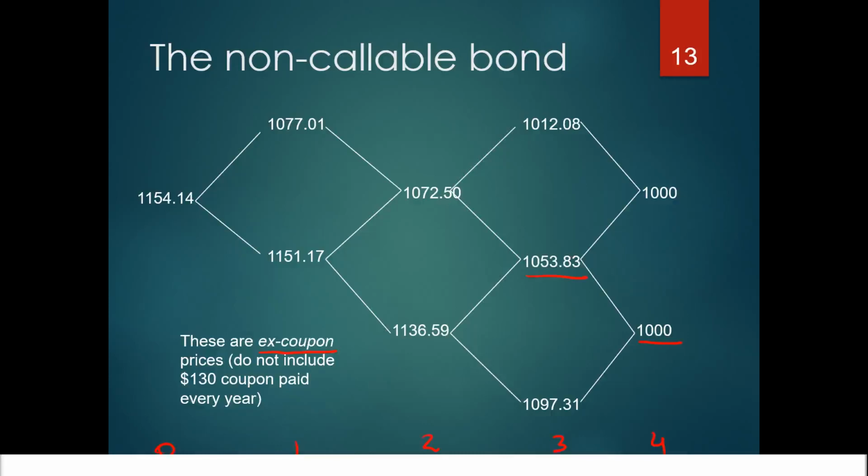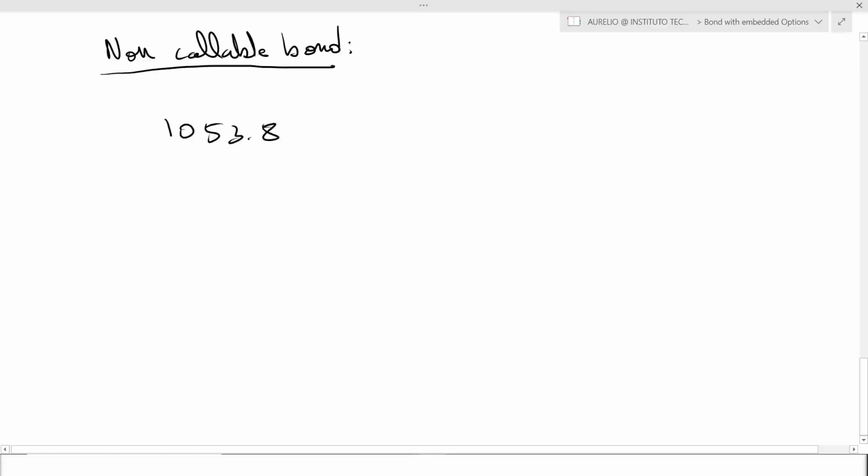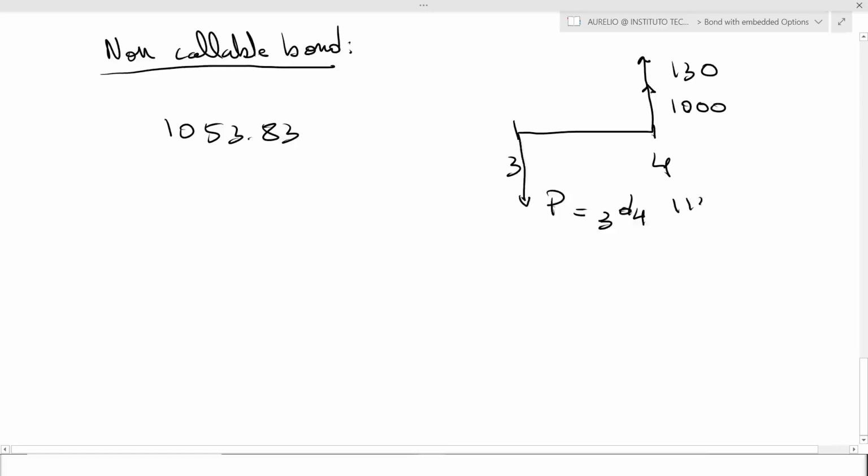So now let's derive this price, the 1053.83. To derive the 1053.83, we need to take into account that we have cash flow at time 3 and then at time 4. So at time 4, what are we going to receive? We're going to receive the face value, the 1,000, but we're also going to receive the coupon. So we're going to receive 1130. And then what they're asking us is what's the price here. So the price of the bond would be the 3d4 times 1130. And this is the same thing then, 0.9326 times 1130. And this gives us the 1053.83.